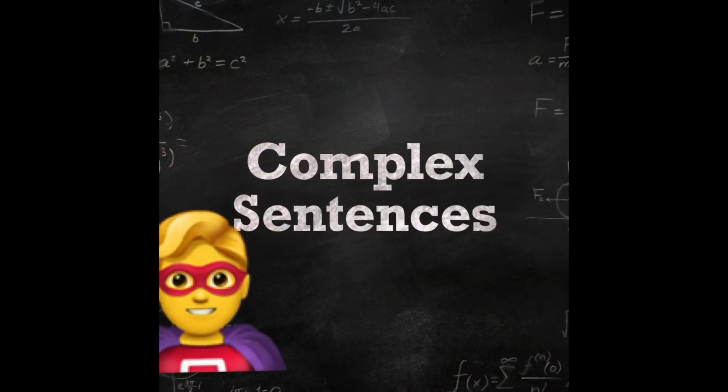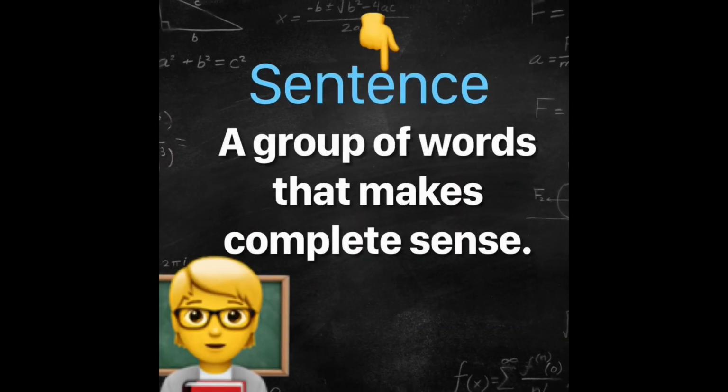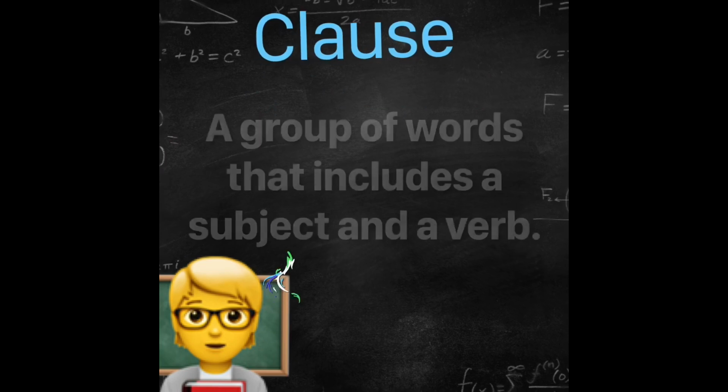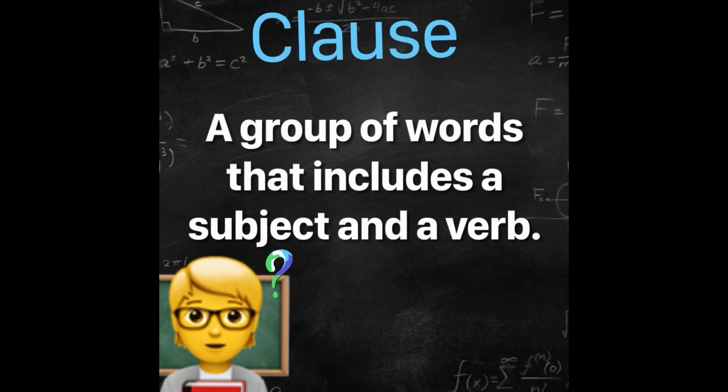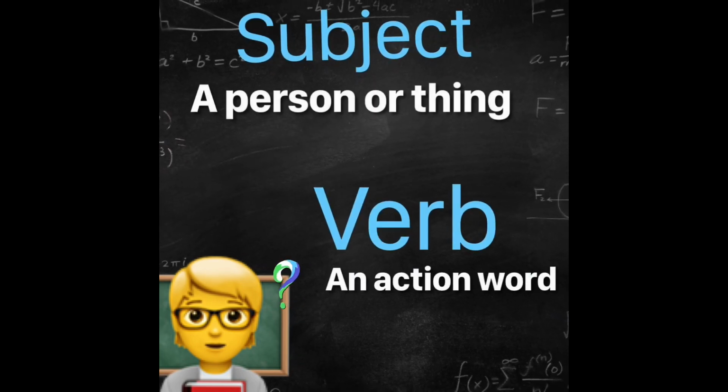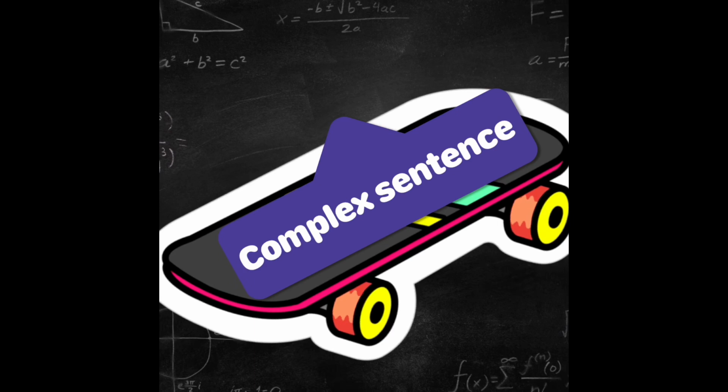Today, we are going to learn about what is a complex sentence. Before we dive into this topic further, I want you to familiarize with these terms. What is a sentence? A sentence is a group of words that makes complete sense. And what do you mean by clause? Clause refers to a group of words that includes a subject and a verb. And we all know what is a subject, a person or thing, and verb is an action word. Now let's go further deep into this topic.